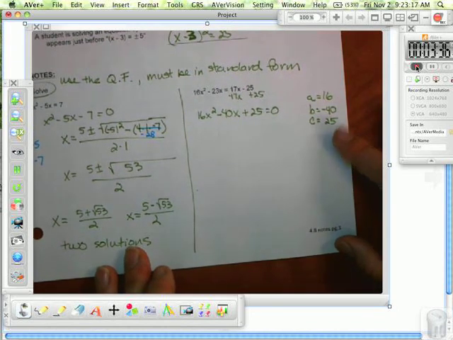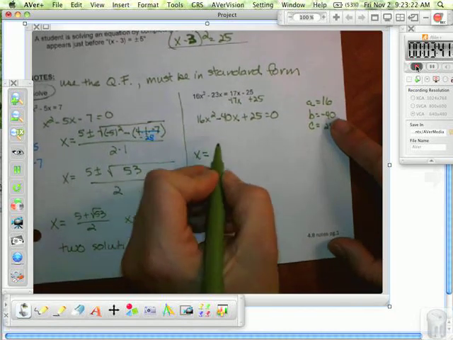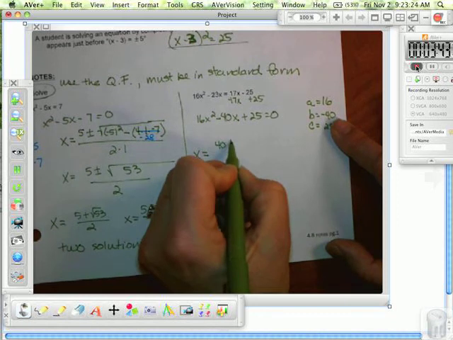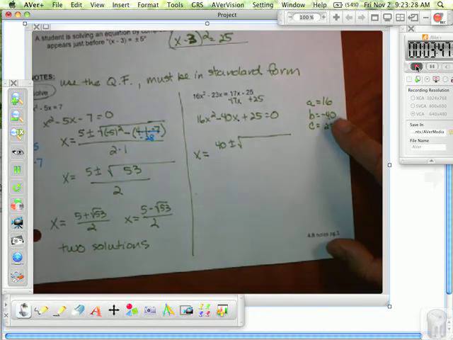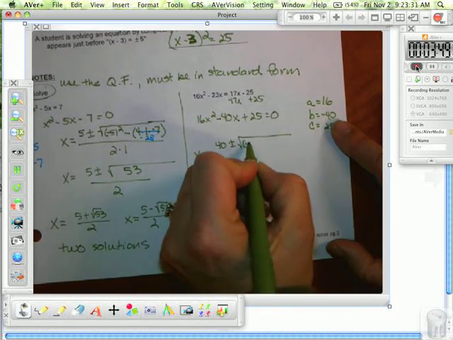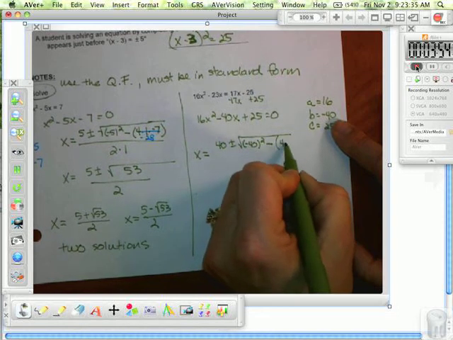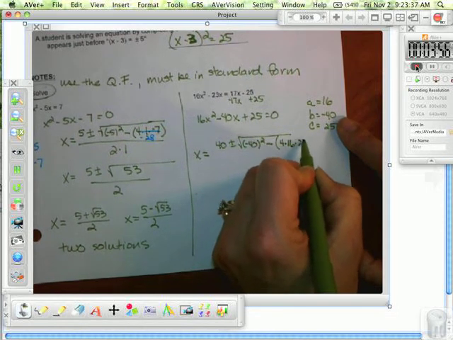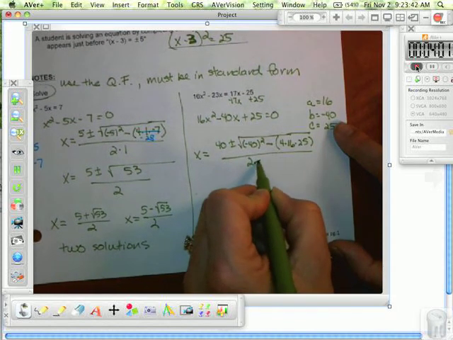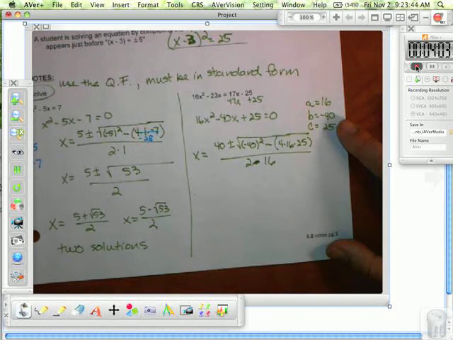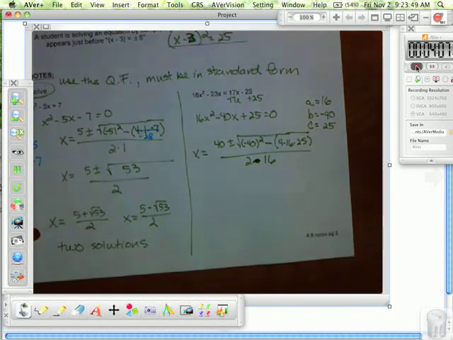Okay, so now I'm going to plug it into my quadratic formula. X equals negative b, so that's going to be 40, plus or minus the square root quantity, b squared minus, in parentheses, 4 times a times c, all over 2 times a, 2 times 16. All right?